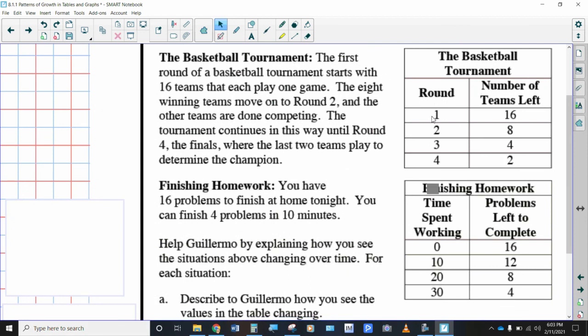Basketball tournament. Round one starts with 16 teams. 8 of those teams win, 8 of them lose and are out of the tournament. So round two is the 8 winners. Half of those teams win, half lose. So round three has only 4 teams that won. And then round 4 is the championship where the winner gets the trophy. Okay, so that's one situation.